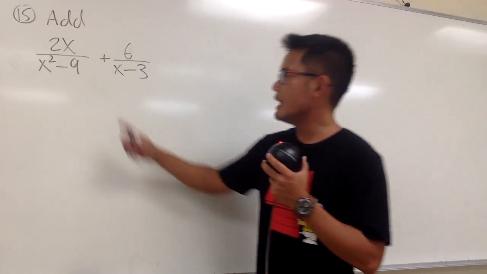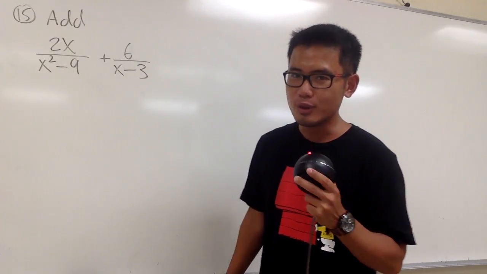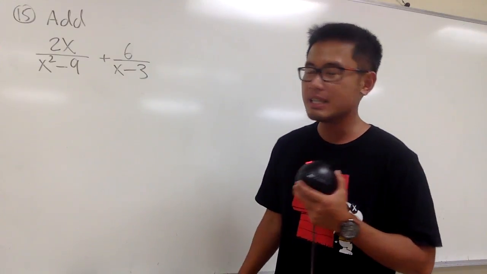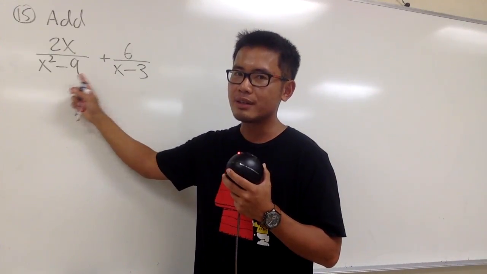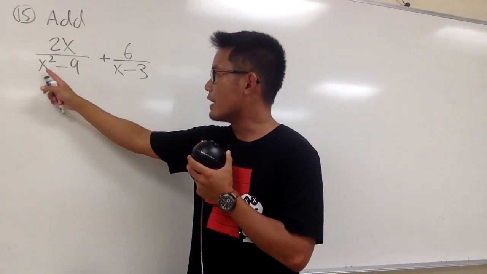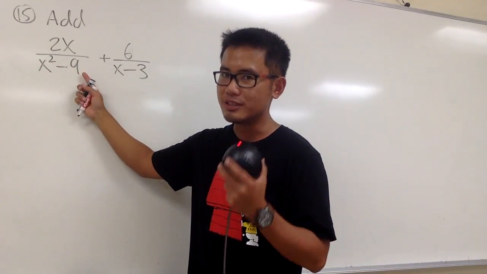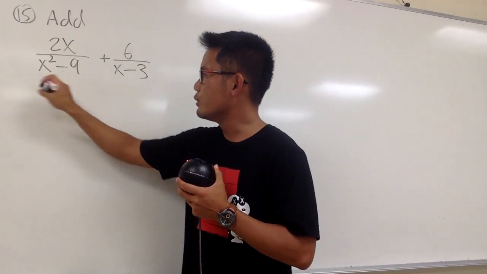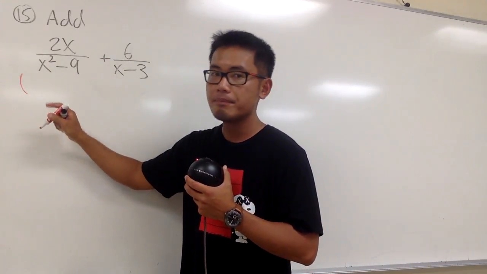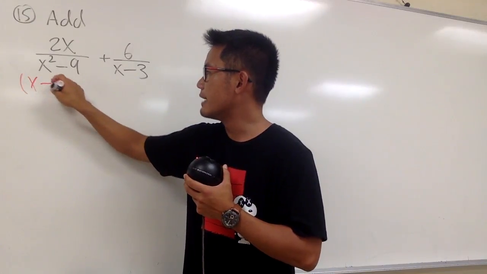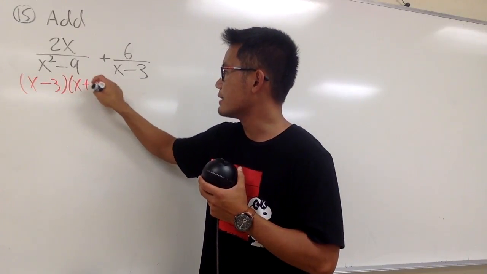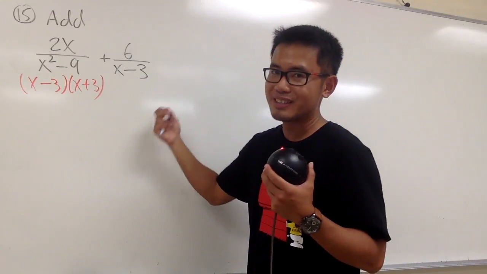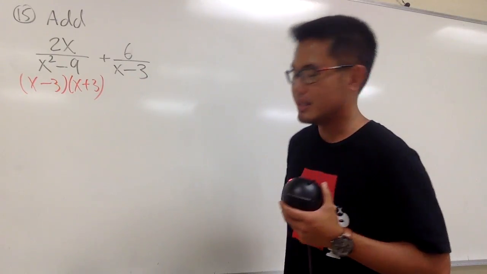Okay, for number 15, we'll be adding these two algebraic fractions, and unfortunately, they do not have the same denominator, but we can take care of this, right? So let's go ahead, factor and factor, right? For this one, x squared minus 9, which is the same as saying x squared minus 3 squared. Therefore, we can use the difference of two squares formula. This is going to be x minus 3 times x plus 3, isn't it? And now, this one, we don't have to factor it because this is just x minus 3.